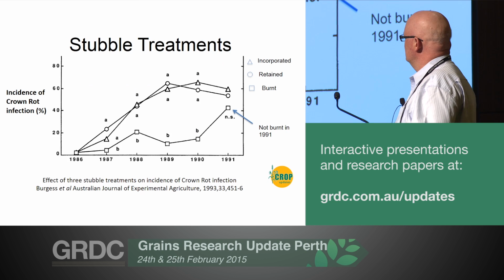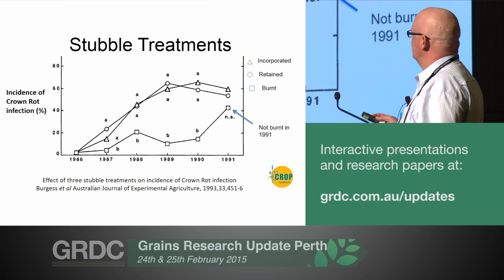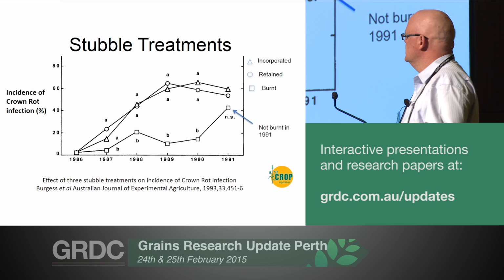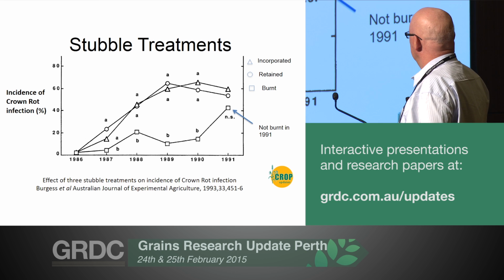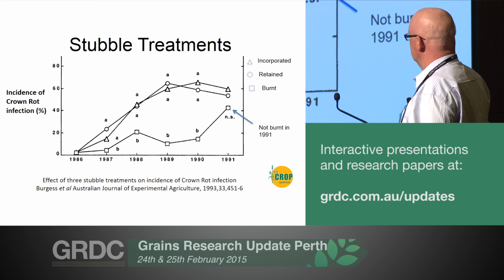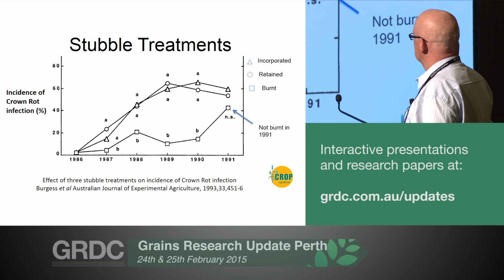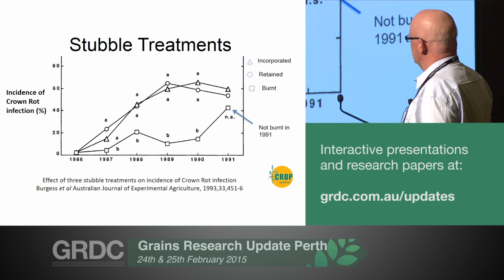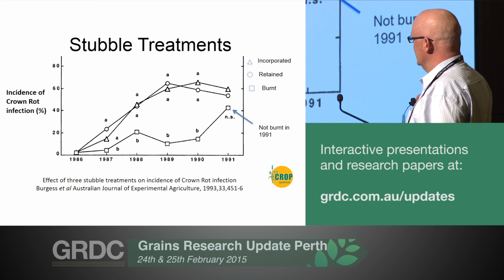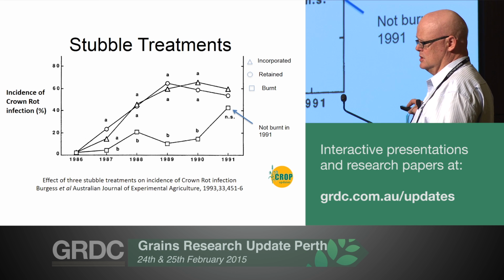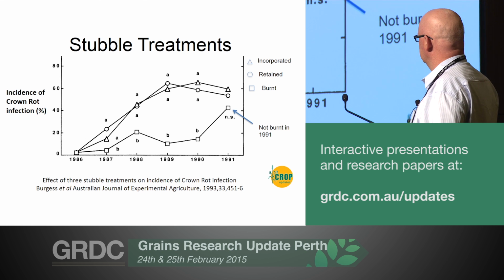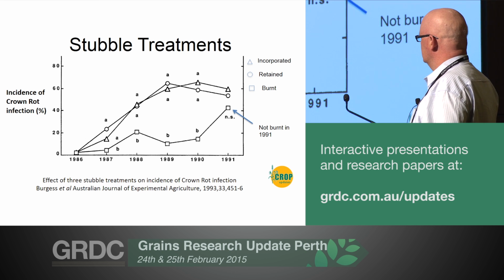So just to give you a bit more perspective on things that can be done, technically you can see here with these treatments, this is a burning treatment along the bottom here. In 1991 it wasn't done, so you can see the difference. It's compared to just incorporation of the stubble or retained stubble, which are pretty much the same incidence of crown rot as measured in the plots. Now this is from a trial at Moree that was done by Lester Burgess many years ago, but it really does show that contribution which burning could do.